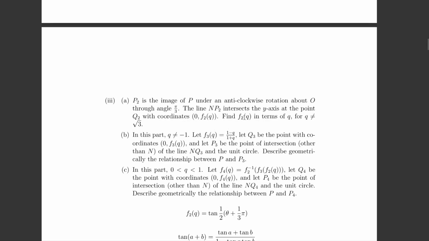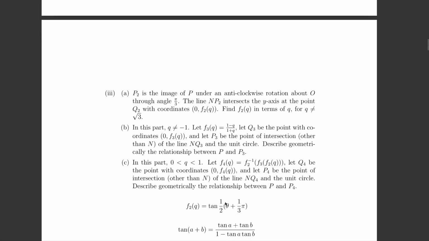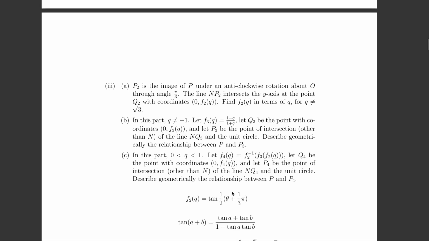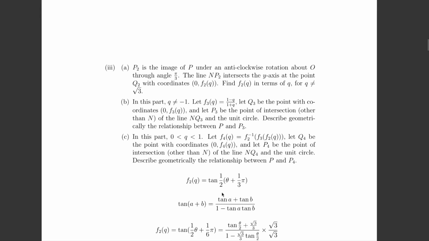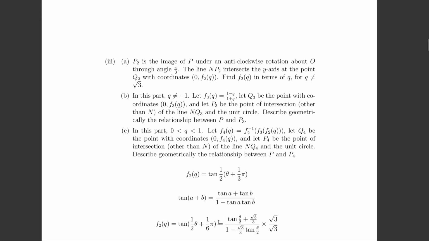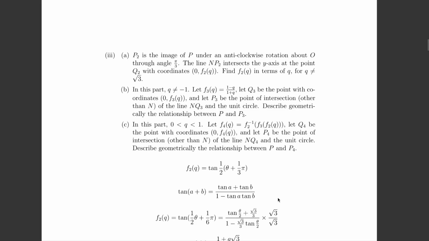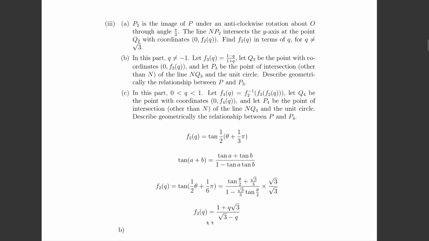And then they want us to find it in terms of Q. So we just expand it out, right? We get things in terms of tan of theta over 2, because that's what Q is. Then when you expand it out using the addition formula, you get something like this, and then you can simplify it. I multiplied by root 3 over root 3, and then you get something like this. And that's in terms of Q, so that's fine.